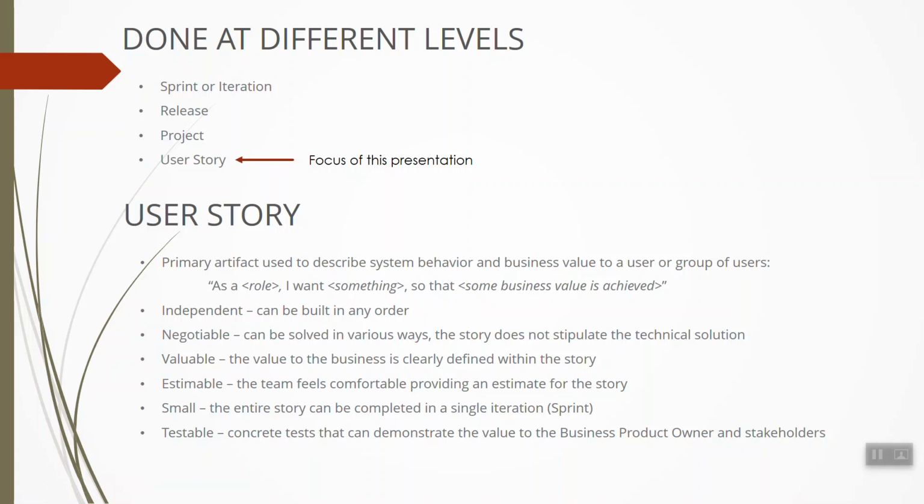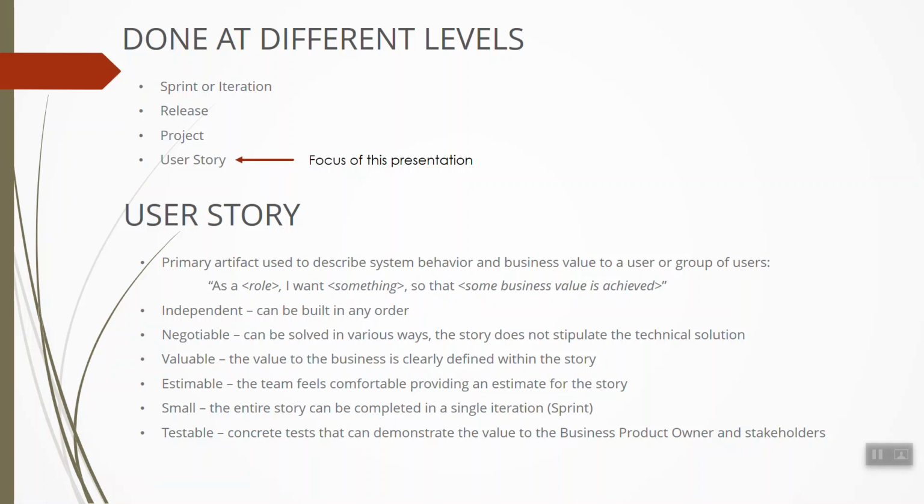Estimable. The team feels comfortable providing an estimate for the particular user story. There should not be ambiguity in that, so that the developer team will not be unsure how much effort they may have to put in because the story is not clear. So it should be very precise, and they should feel comfortable providing an estimate for that story.